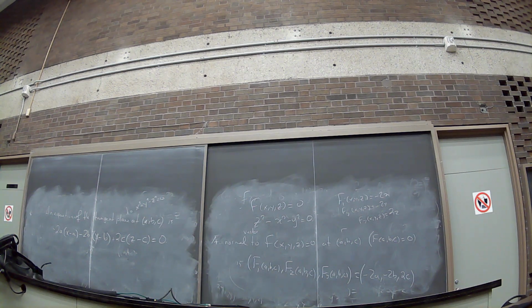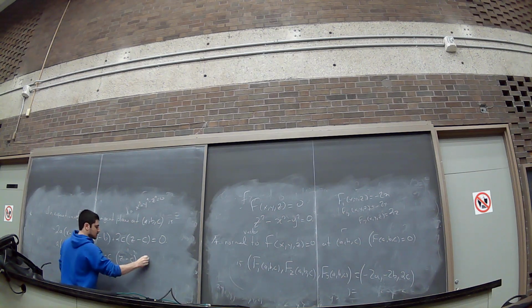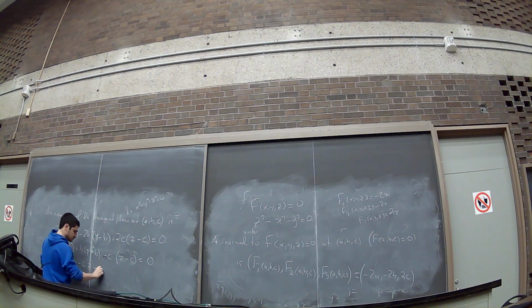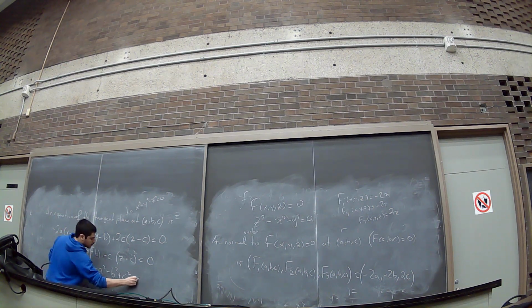What can I cancel? I can cancel the minus 2, right? So I get a(x minus a) plus b(y minus b) minus c(z minus c) is equal to 0. Let's do it. ax plus by minus cz. What do you get here? Minus a squared, minus b squared, plus c squared is equal to 0.